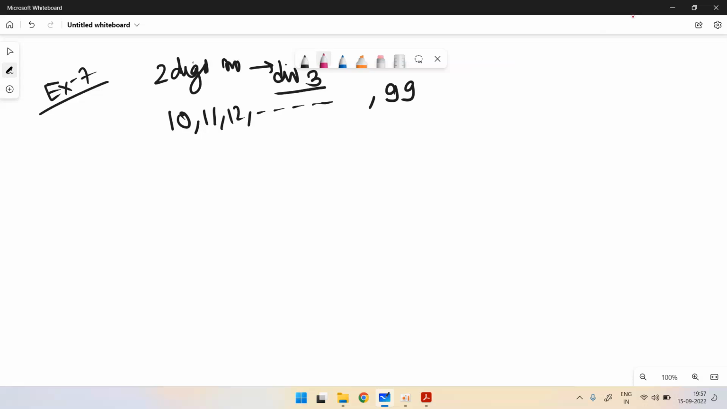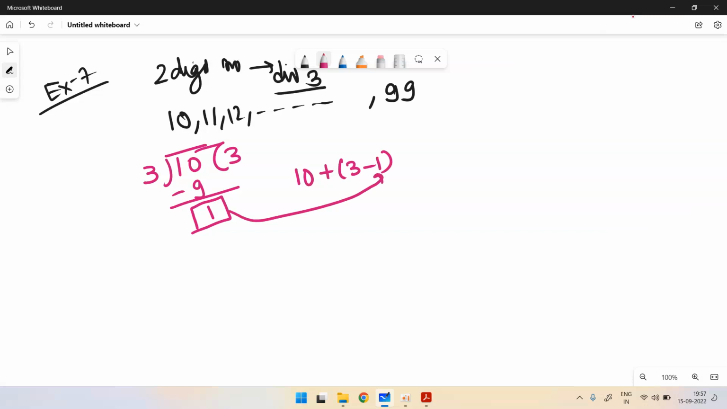If you divide 10 by 3, 3 times 3 is 9, and the remainder is 1. Now, if you add 2 to this, 10 plus 2 will be 12. This is 10 plus 3 minus 1, where 1 is my remainder and 3 is my divisor, which is 12. So the first two digit number divisible by 3 is 12. So 10 and 11 are neglected, and my first number will be 12.